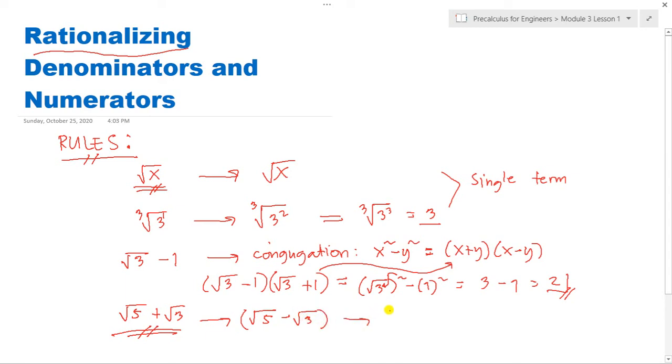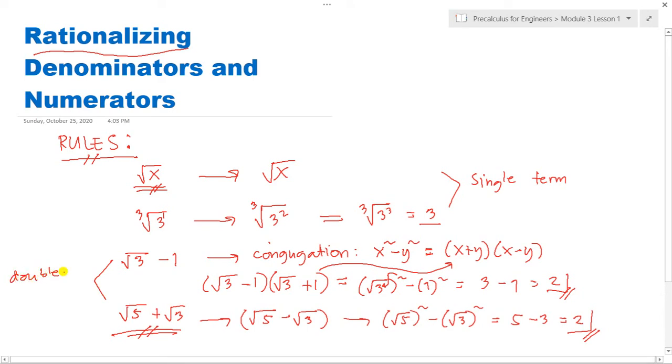Kasi, if you'll do that, the resulting answer would be square root of 5 squared minus square root of 3 squared. And since the same na yung mga exponents nila, so therefore, yung maiwan sa first term is 5. Sa second term is 3. So, 5 minus 3 is equals to 2. So, ganito lang class. Ito lang sa double na term. So, double term. Or binomial.